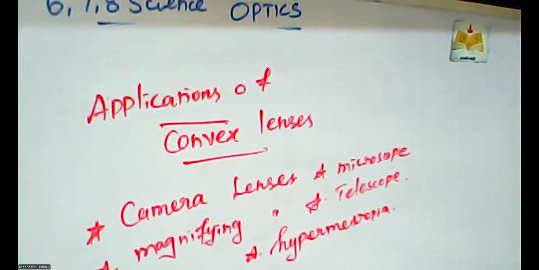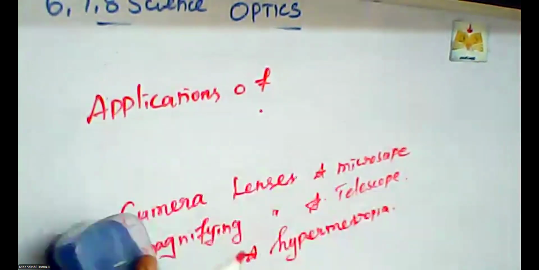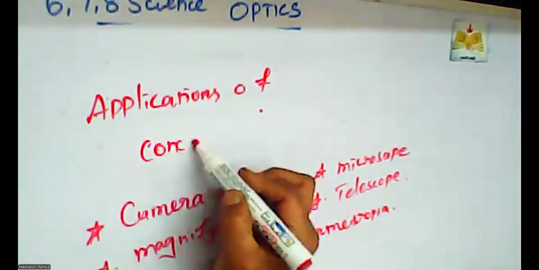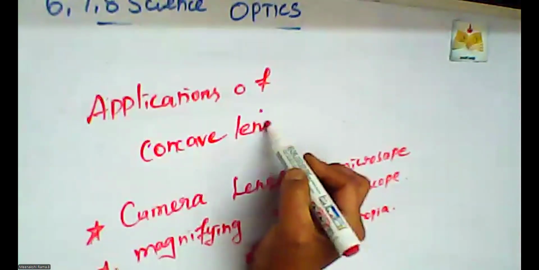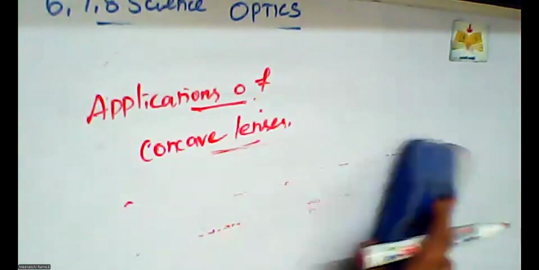This is the applications of convex lens, and the next one is applications of concave lens, which is just the opposite. Hypermetropia is opposite to myopia. The myopia defect is corrected with the help of concave lenses. When we use the concave lens, the myopia defect will be corrected.